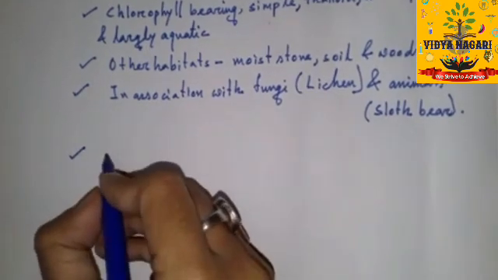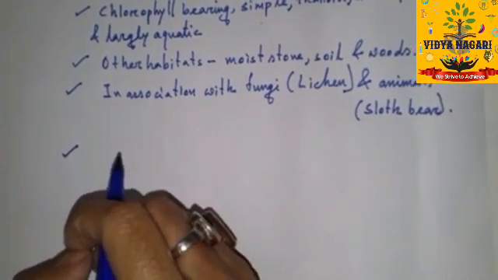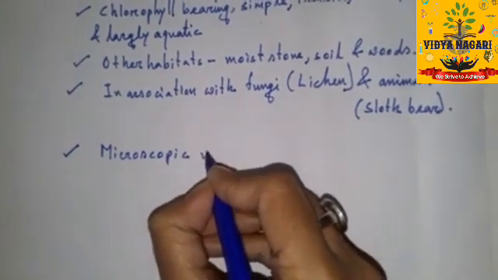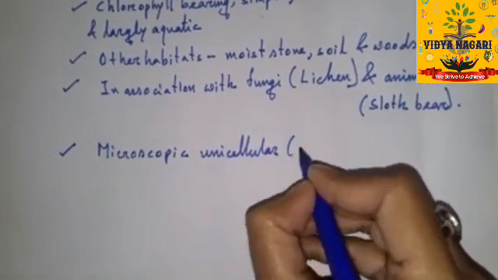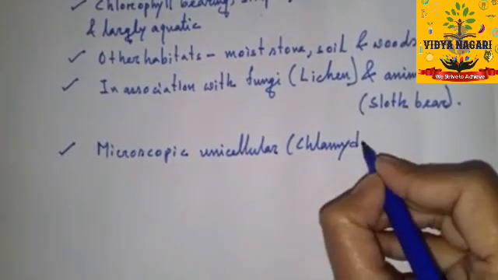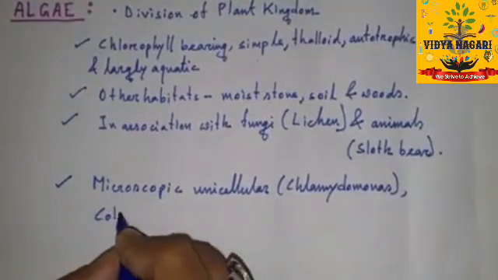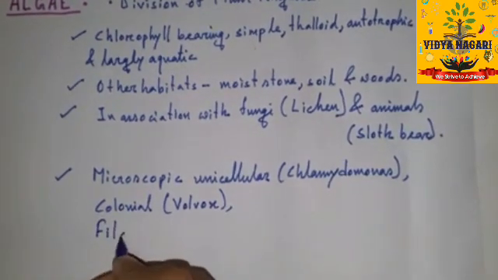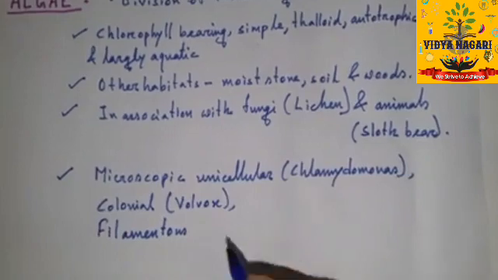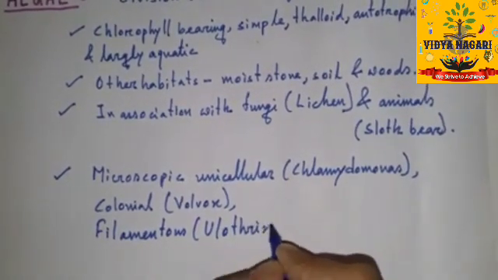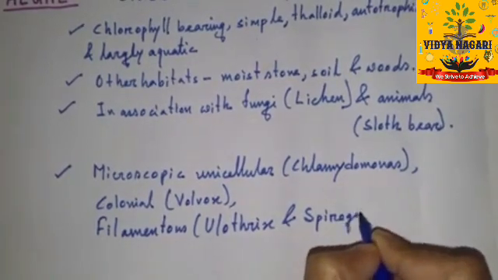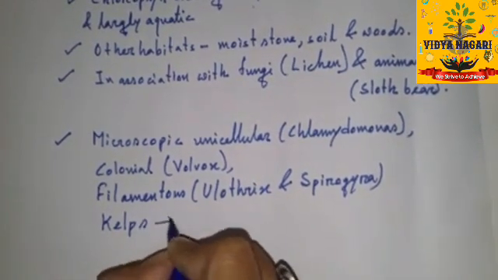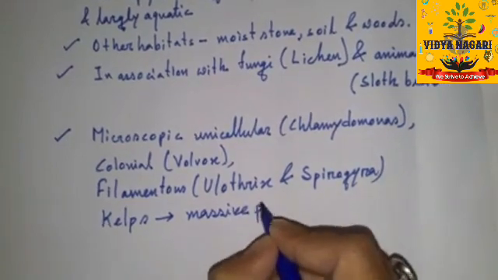And their size varies from microscopic to large filamentous, so they can be microscopic, unicellular, like Chlamydomonas. They can be colonial, like Volvox, filamentous, like Ulothrix and Spirogyra. Two marine forms like kelps, they form massive plant bodies.